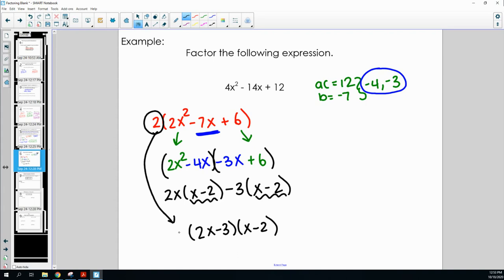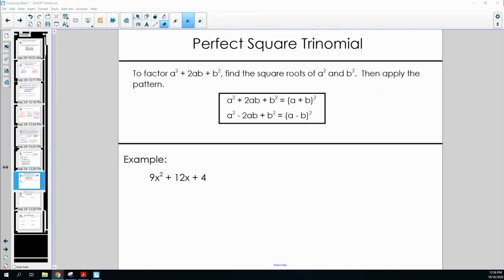So we're going to bring it down and put it in front. So now here we have our quadratic fully factored. And we can double check by foiling it to see if we get the original problem. There is a particular type of quadratic called a perfect square trinomial that fits a pattern that we could use. If you don't understand this or this doesn't make sense to you, you can just use the previous method of grouping in order to factor these.